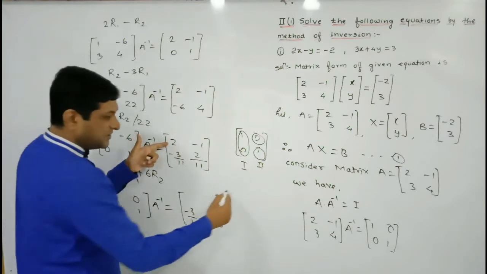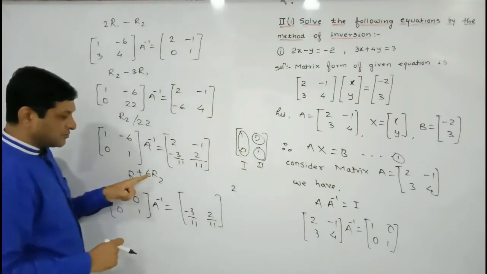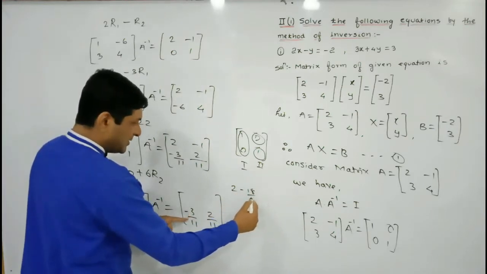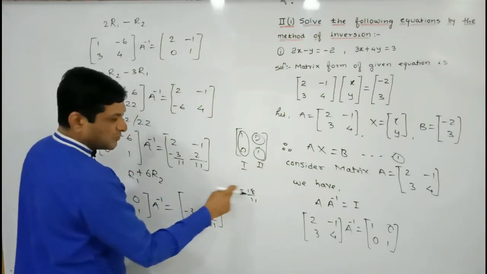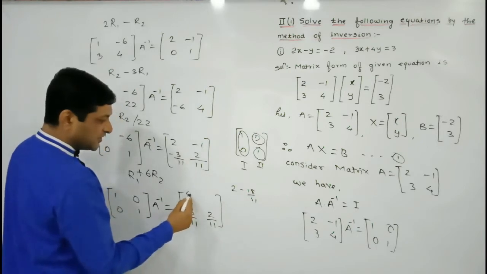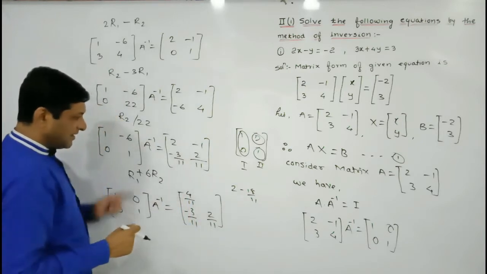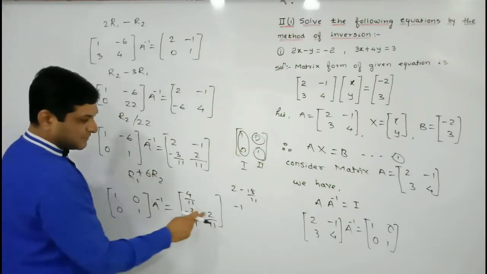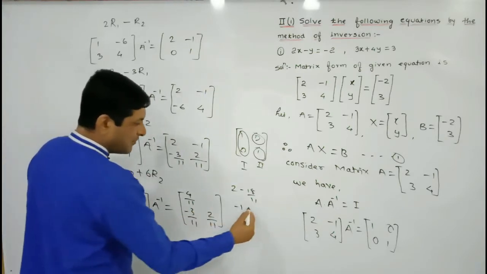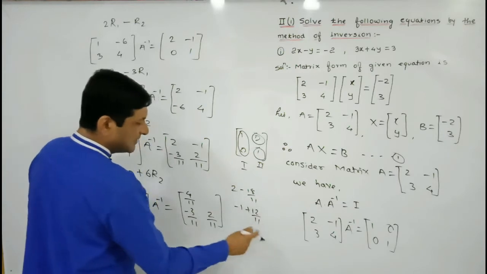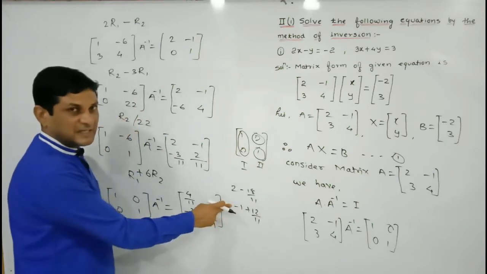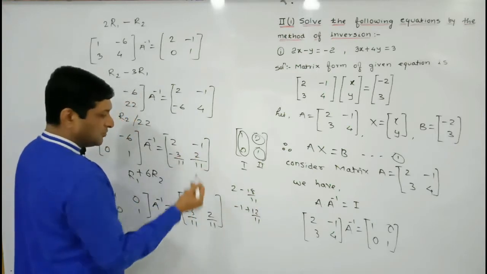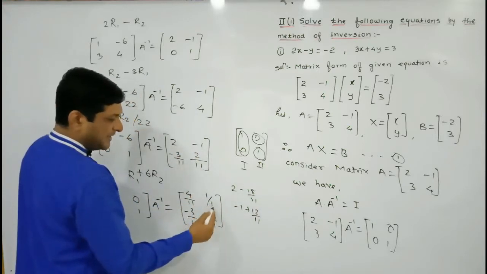So R1 is what here? 2, and we are multiplying R2 by 6. Multiply by 6, what will we get? Minus 18 upon 11. So 11 2s are 22. 22 minus 18 will be 4. So here we are getting 4 upon 11. Again R1 means minus 1, and we are multiplying R2 by 6. Multiply by 6, 6 2s are 12. 12 upon 11. So 11 into minus 1 is minus 11. Minus 11 plus 12 will be equal to 1 upon 11.